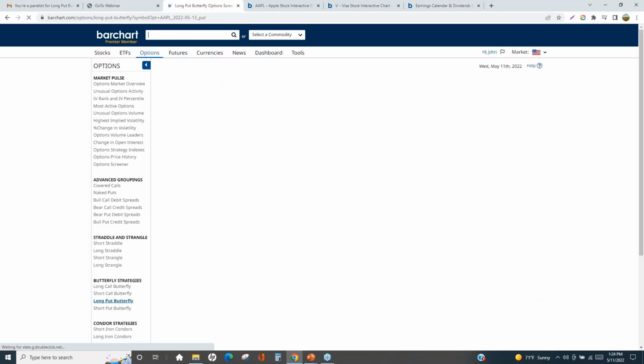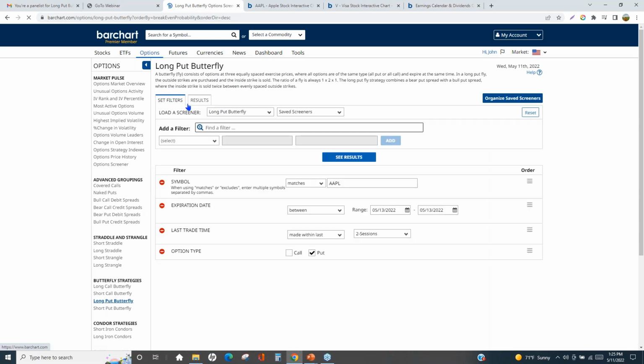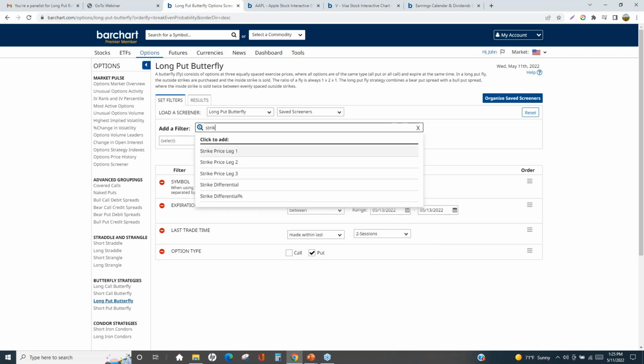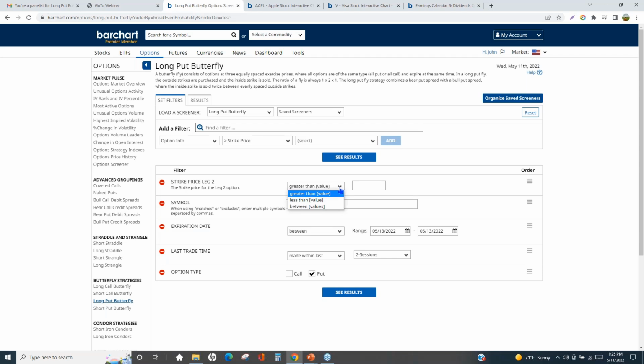So I'll come back into the screener here, go back to my filters. And what I'm going to do now is type in the word strike. And we know that the way this is set up, the middle strike is our body. So we're going to pick our middle strike, add it, and pick a value that we believe the middle strike, or the body, of price is going to stay close to.